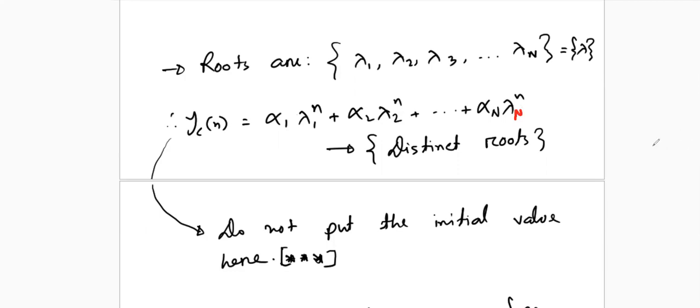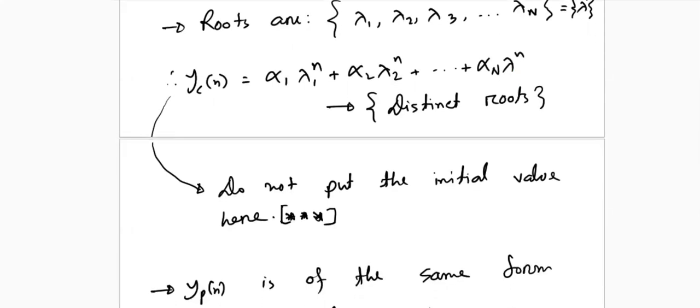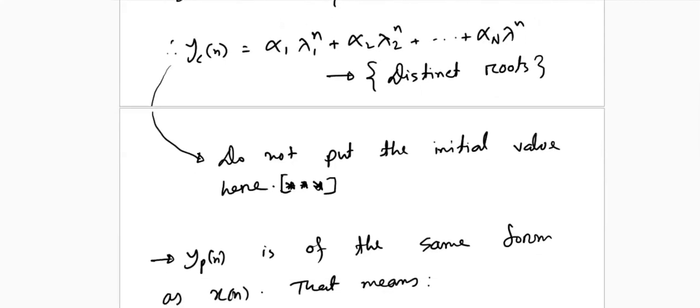And here we need to note that this is for distinct roots. There is no common root in this case. That means all the roots, from lambda 1 to lambda n, are different from each other. And we need to consider this note as well.